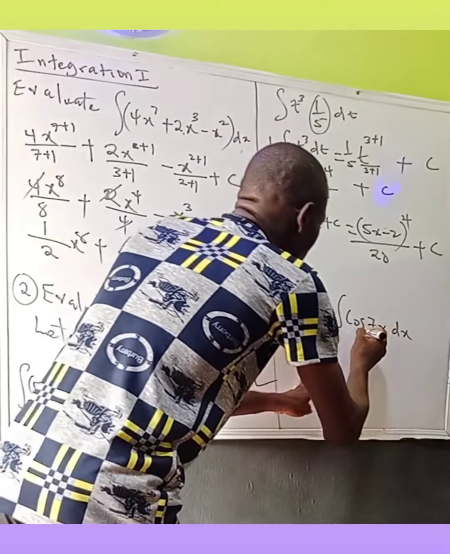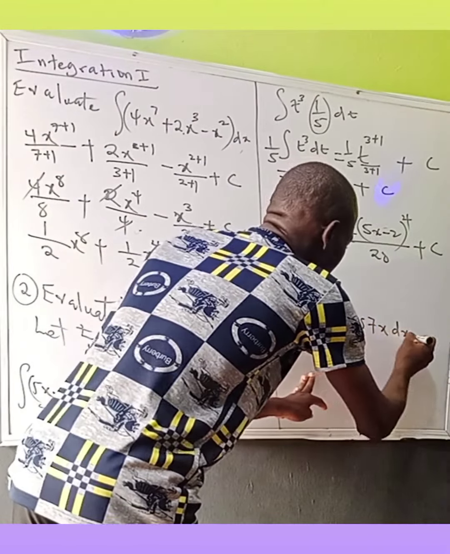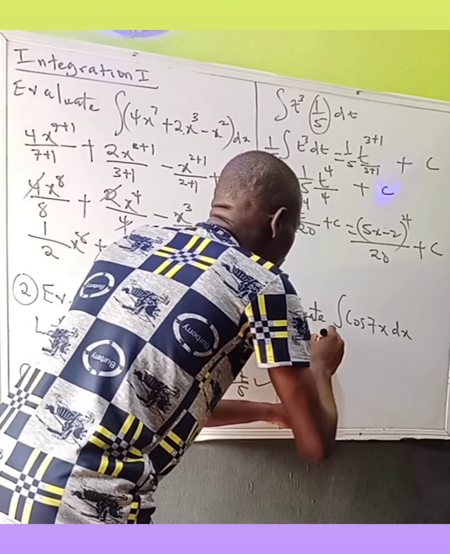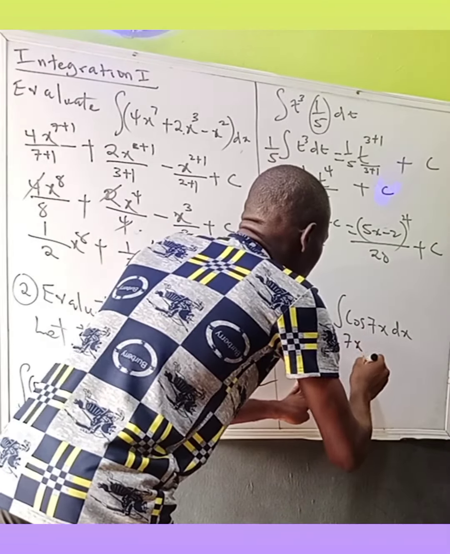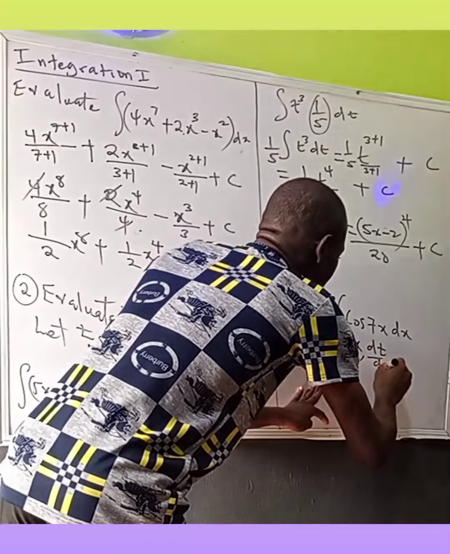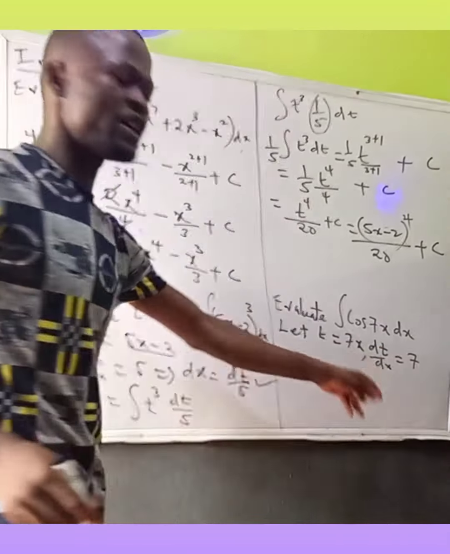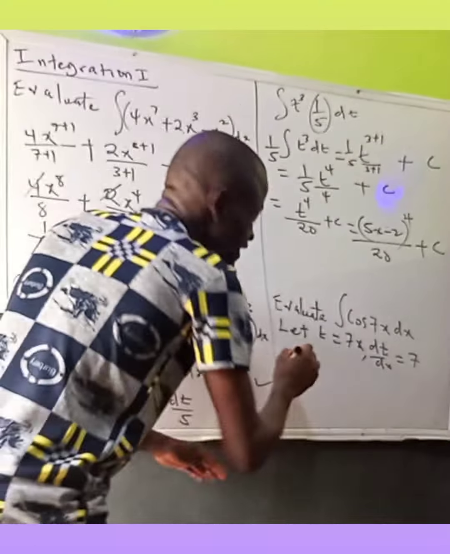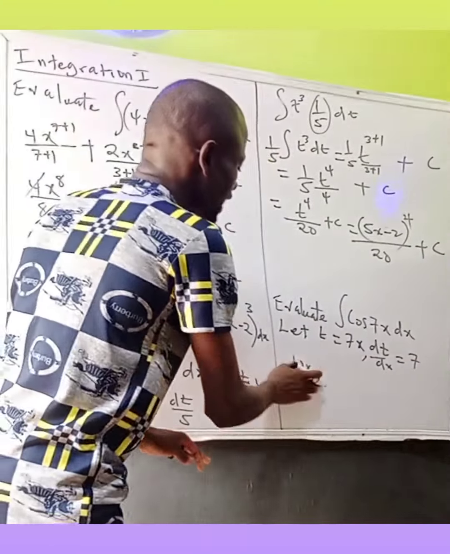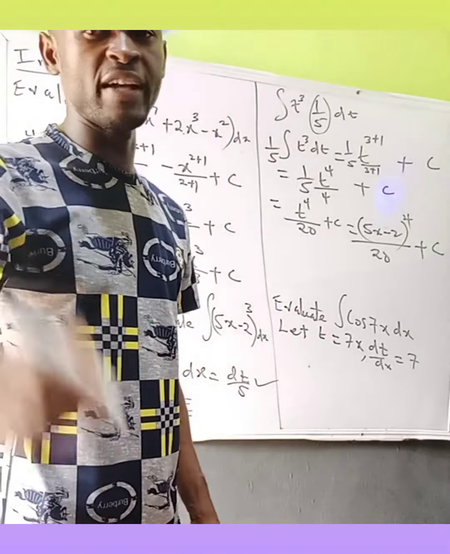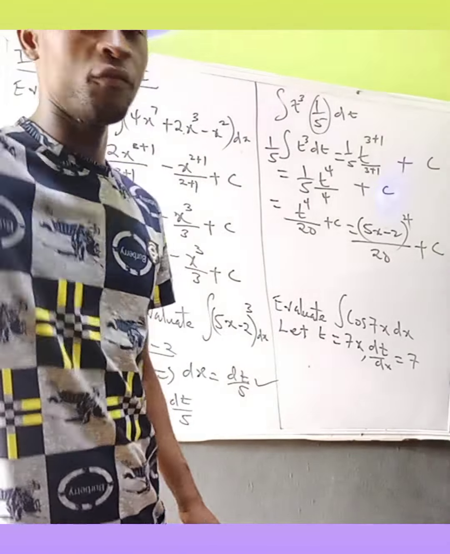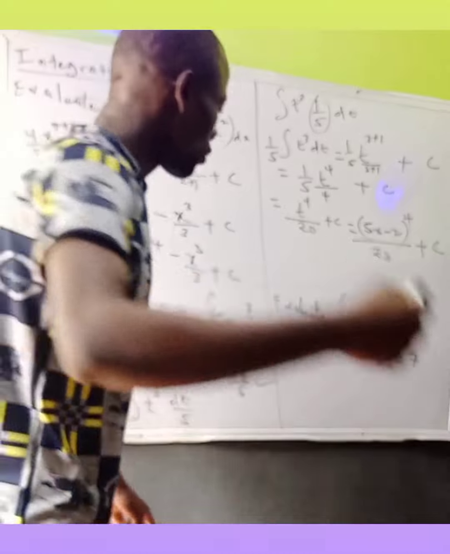We have another one here. We can now say the integral of cos 7x dx. We select t equals 7x, dt/dx equals 7. If you differentiate 7x, the answer is 7. If you differentiate 10x, the answer is 10. If you differentiate 11x, the answer is 11. If you differentiate 20x, the answer is 20. If you differentiate 50x, the answer is 50.